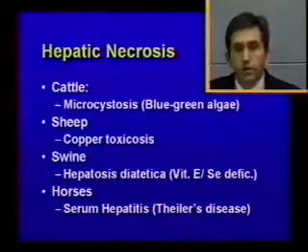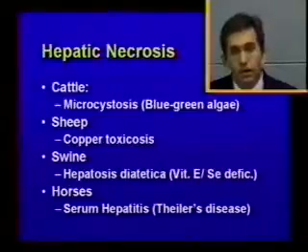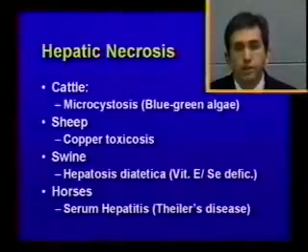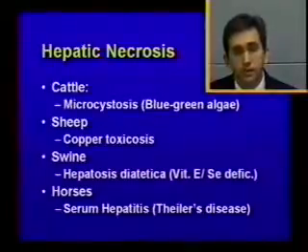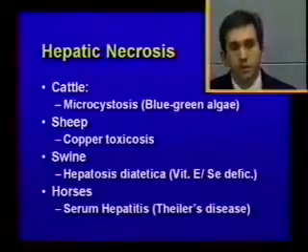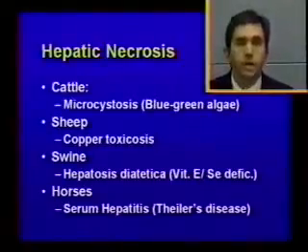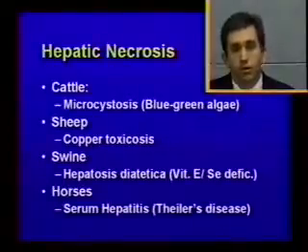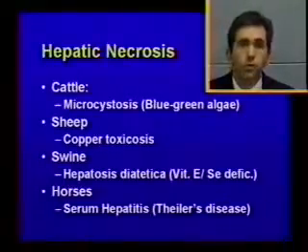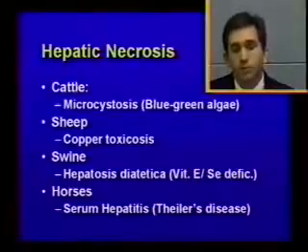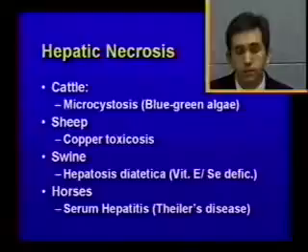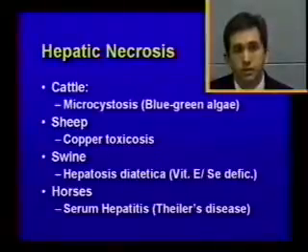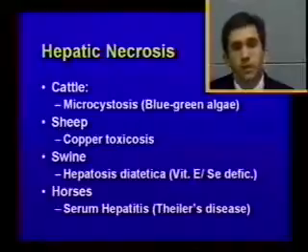In sheep, we know that this animal is very prone to copper toxicosis. And this is probably due to an inherited trait of sheep where levels of copper that are normally not toxic, at least to cattle, are highly toxic to sheep. And we see this in operations where cattle and sheep are kept together, and the farmer will feed the sheep the diet that was formulated for cattle. And this results then, in some cases, in copper toxicosis. This is seen as hemolytic anemia, but also as hepatic necrosis.